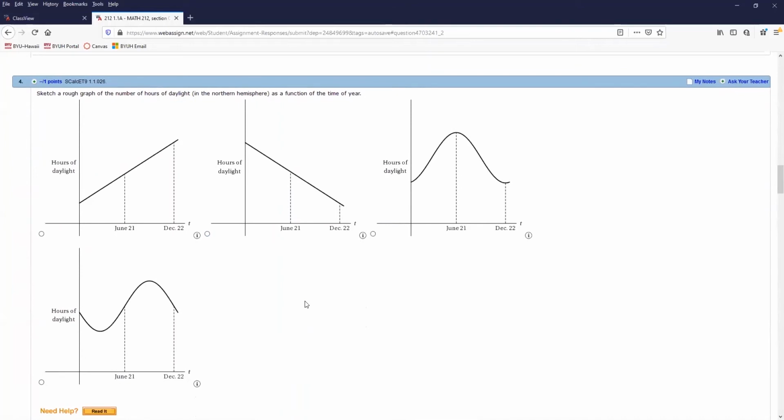It says sketch a rough graph of the number of hours of daylight in the northern hemisphere as a function of the time of year.